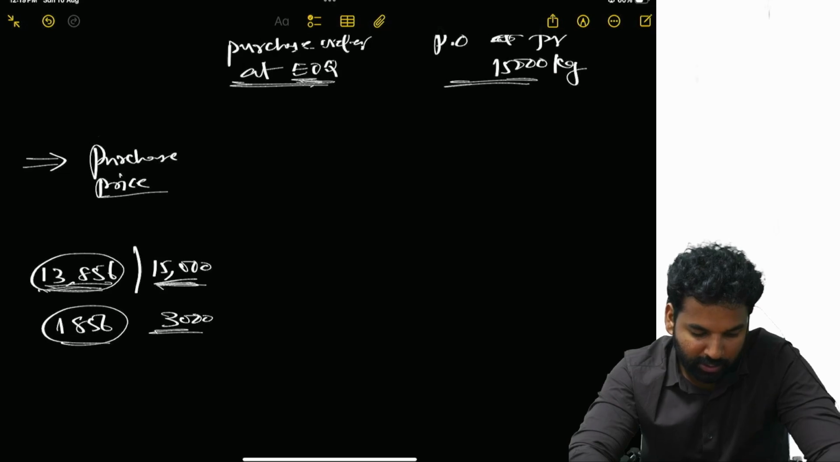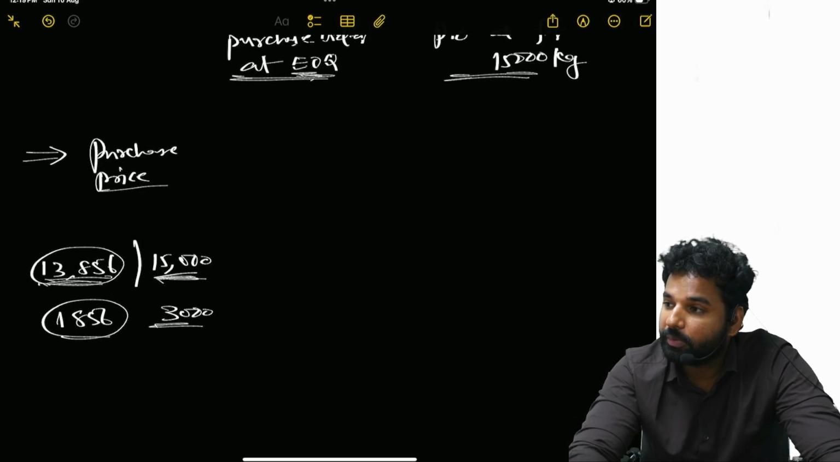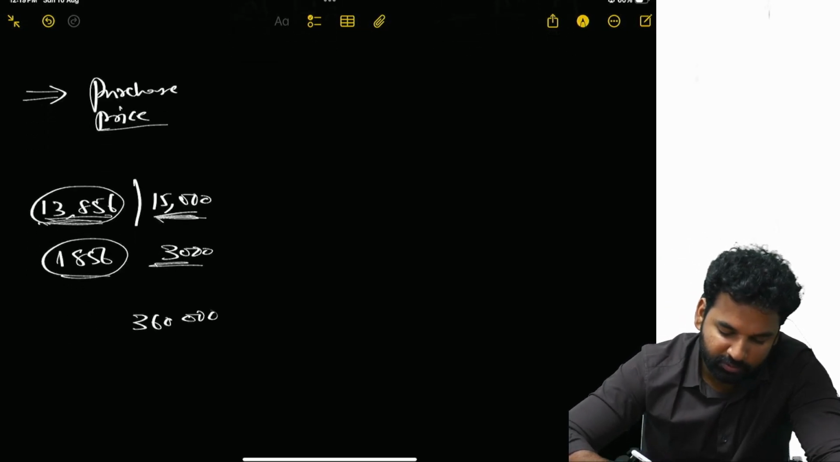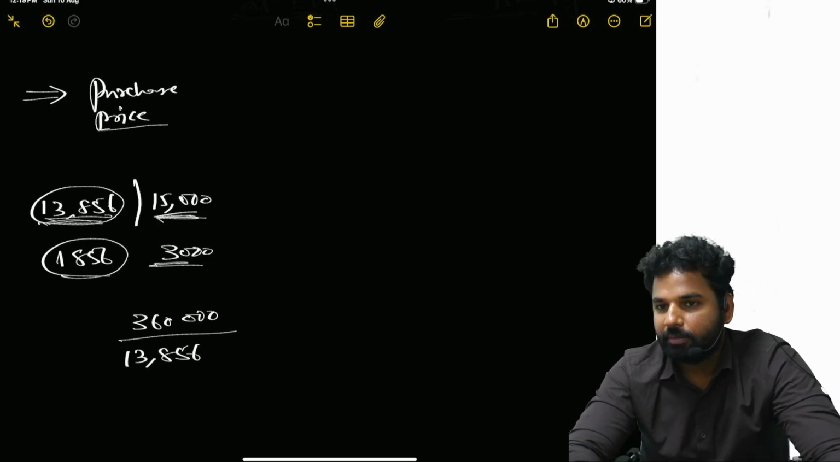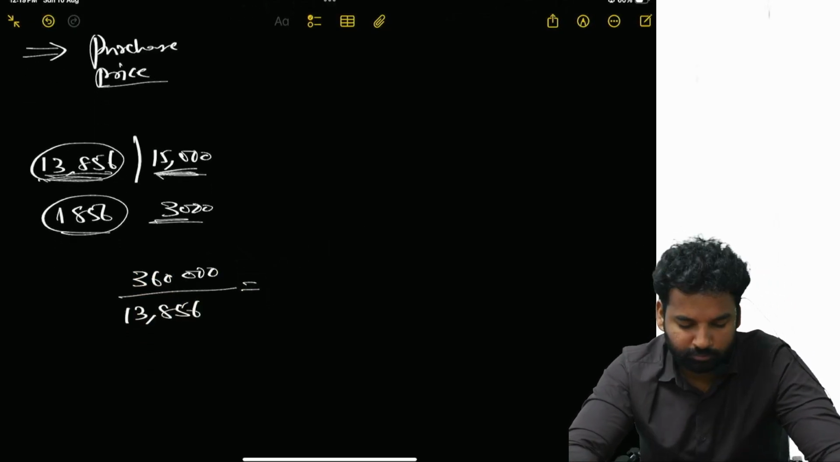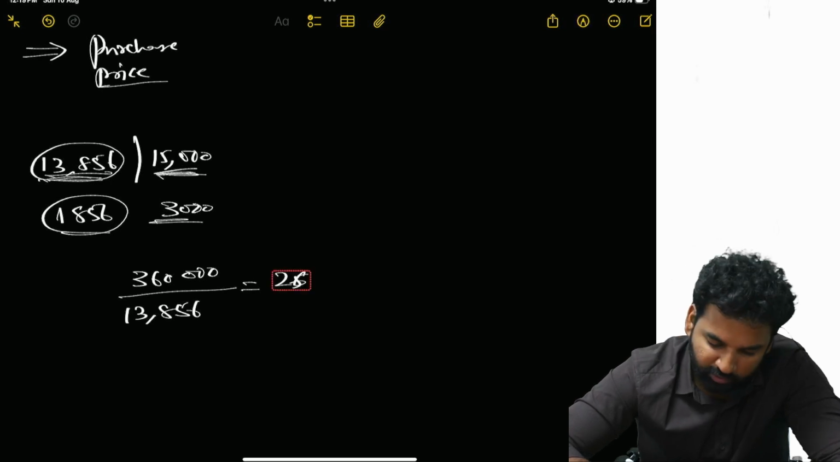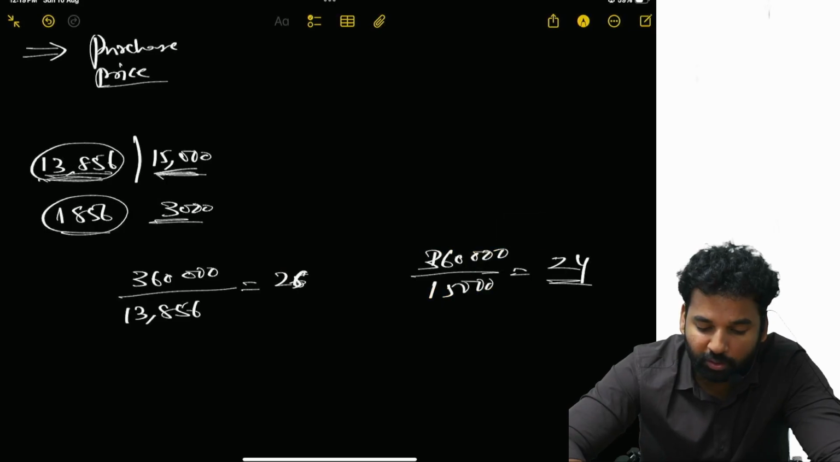Okay. Right. So that means how many orders has to be placed? See here, 3,60,000. Each order will be placed at 13,856. Correct? How many orders has to be placed? 25 orders. Okay, 26. Next, in this case, 15. So 3,60,000 divided by 15,000. 24 orders has to be placed.